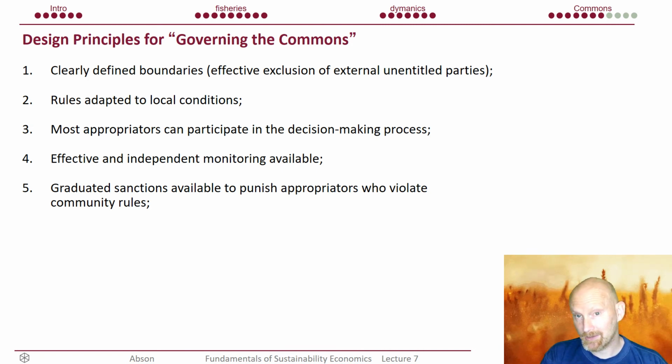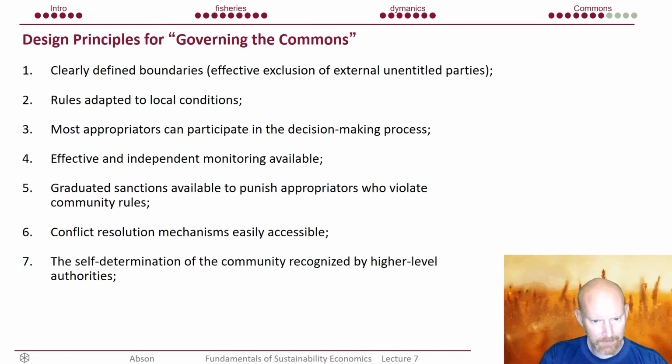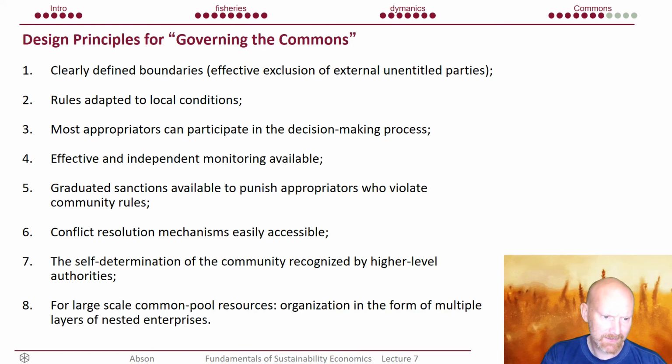So in other words, if we go back to our fish banks game, you'd need to have some way of punishing the people who are overfishing, even if you were trying to be sustainable in your use of that resource. You need to have conflict resolution mechanisms, because conflict is almost certainly going to occur in these systems. And then you need to have this multi-level governance where the self-determination of the community itself is recognised by these higher level authorities.